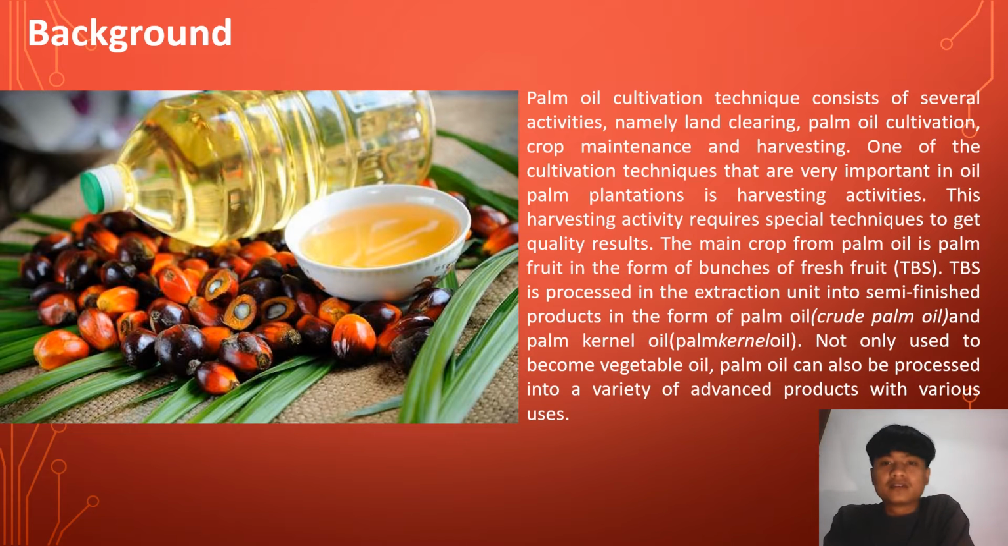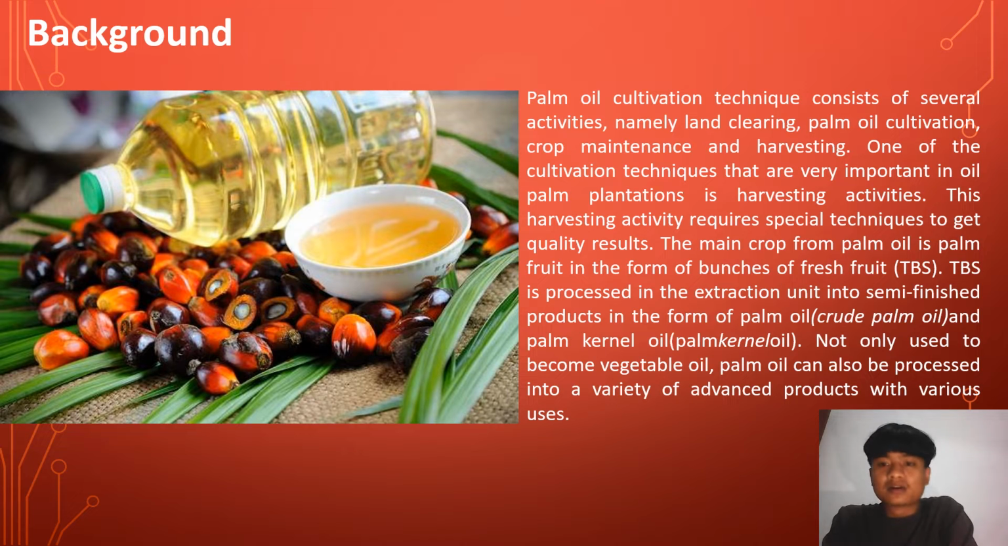Palm oil cultivation technique consists of several activities, namely land clearing, palm oil planting, crop maintenance, and harvesting. One of the cultivation techniques that is very important in oil palm plantations is harvesting activities. These harvesting activities require special techniques to get quality results.